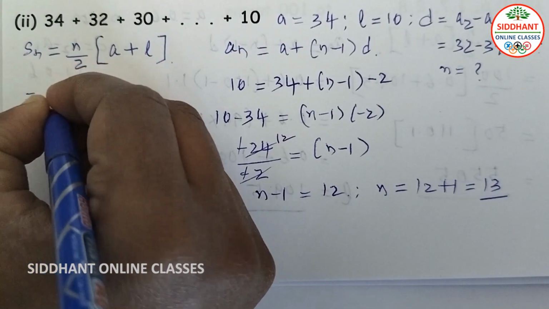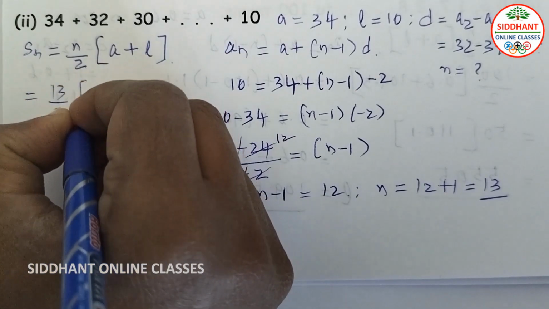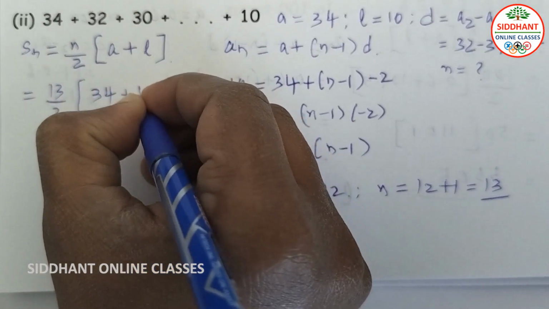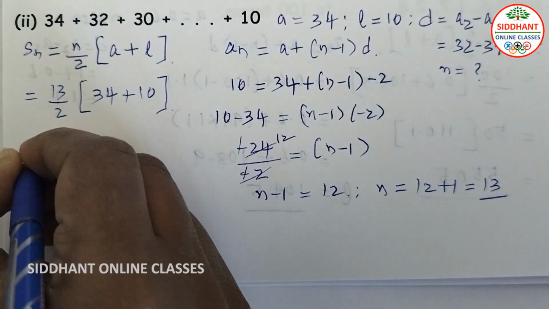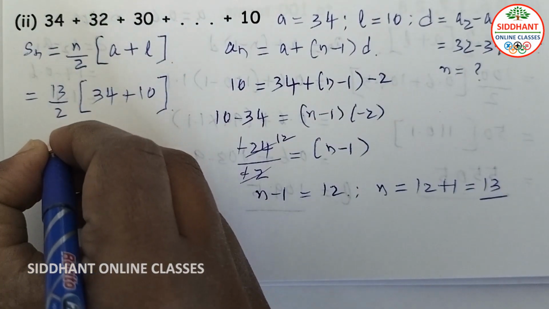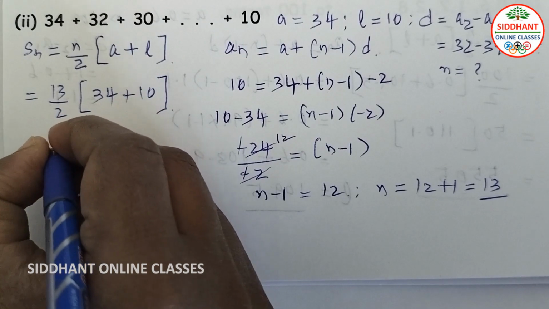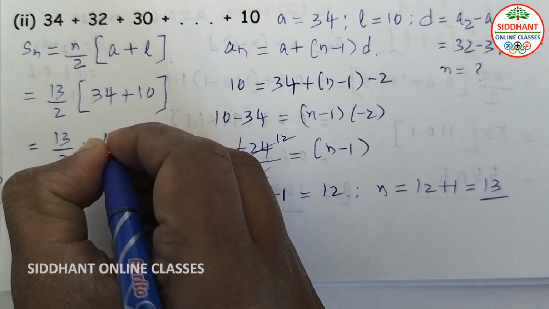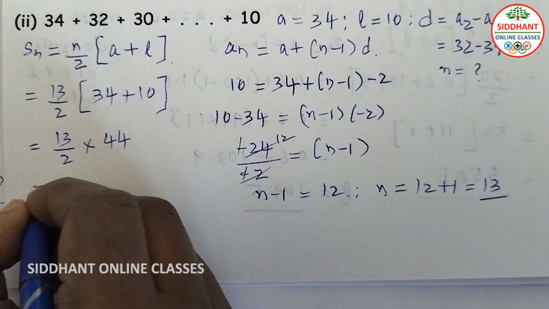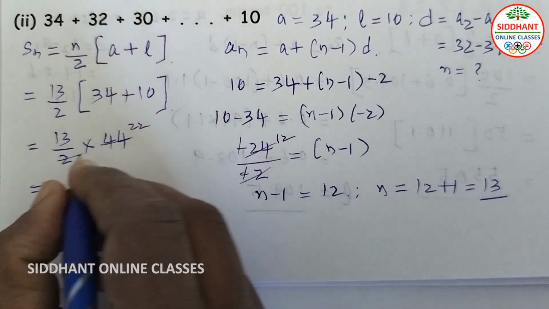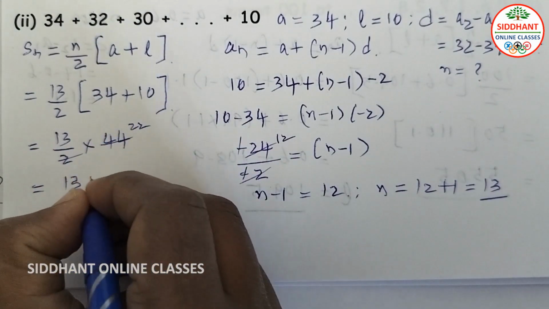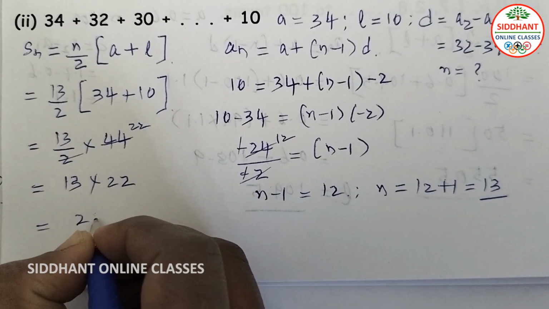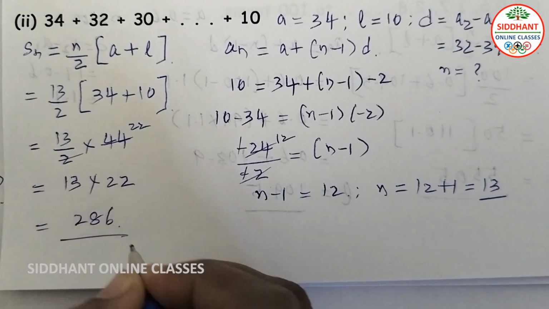13, that is 13 by 2 here, into A, which is 34, plus L, that is 10 here, that equals 13 by 2 into 34 plus 10, which will be 44 here, that equals 2 here, 22. 13 into 22 here, we got 13 into 22. So 13 into 22, which is 286 here. So this is the sum here.